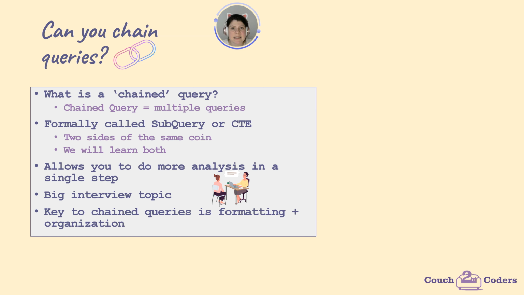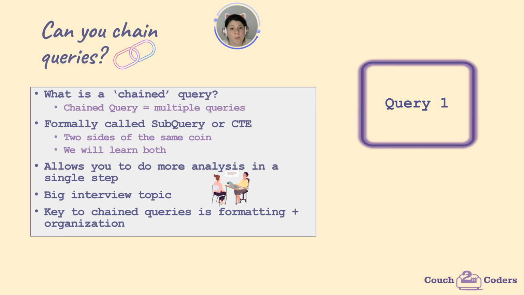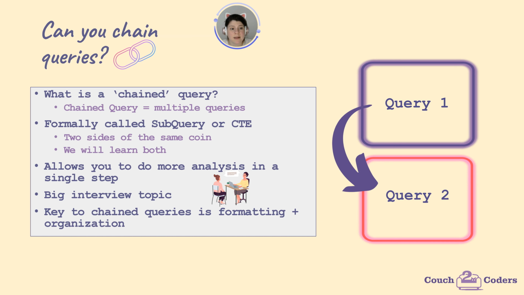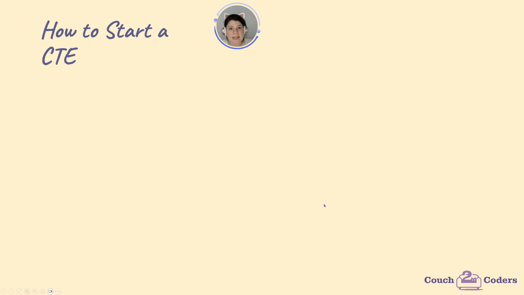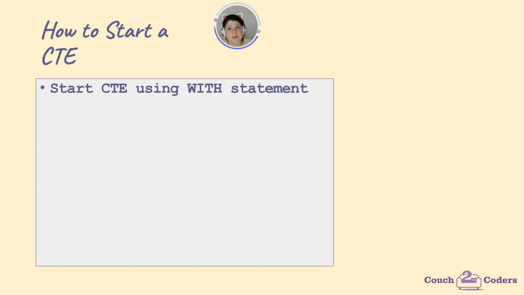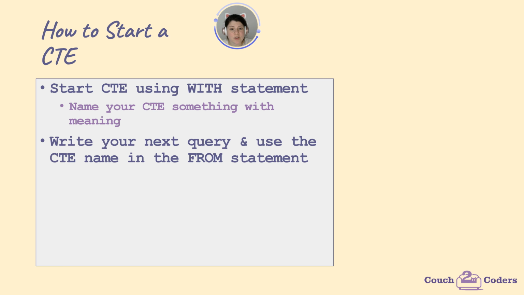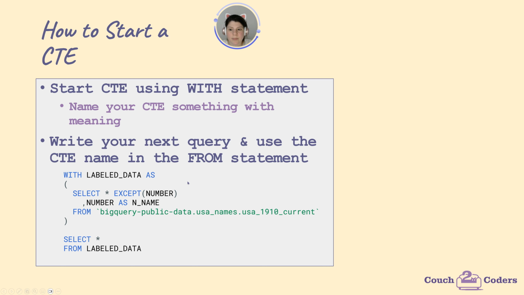So what does a CTE look like in abstract? We start with query 1. We did whatever we did. And then we use that query to write query 2. So query 2 is using something from query 1. Let's look at how you would write a CTE in the BigQuery console. Start your CTE using a with statement. You name your CTE something with meaning, and then you write your next query and use the CTE in the from statement. So here's the example.